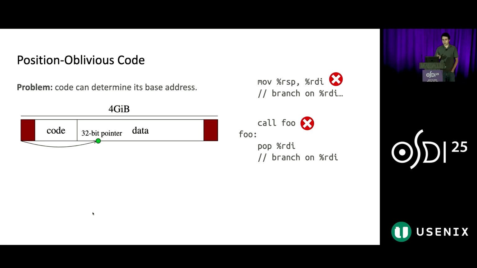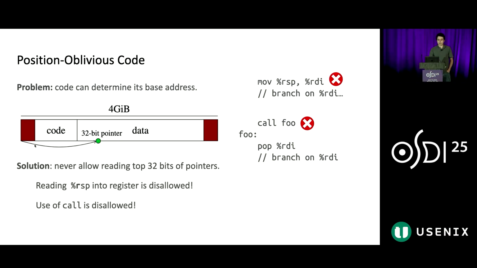Now, there's this problem, which is that the program, in stock LFI, can determine its base address, because it can just read its stack pointer, or it can perform call instructions, and a call instruction will push an absolute address onto the stack, and then it can inspect the stack. And since we might be loading the sandbox at a random location that depends on what else is in the address space, this is a source of non-determinism.